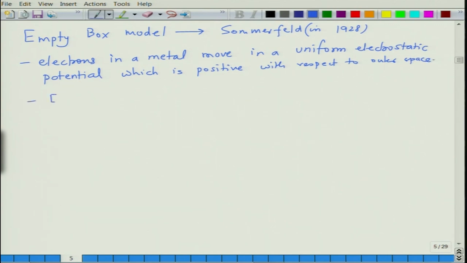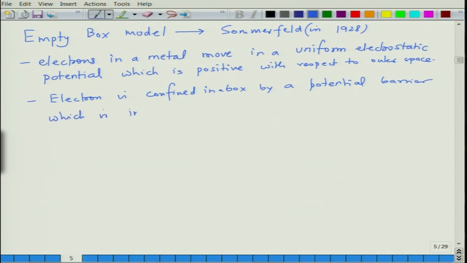So, you can say that electron is confined in a box by a potential barrier which is infinite, V is equal to infinity.